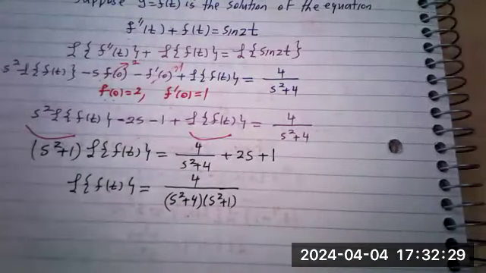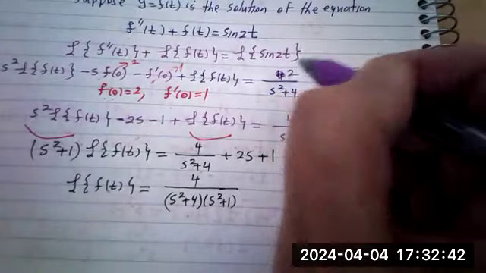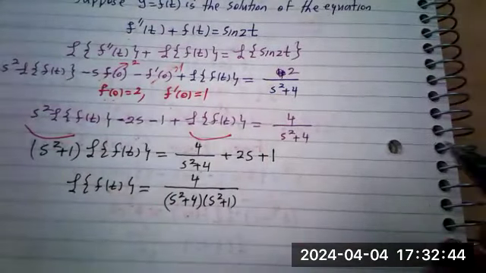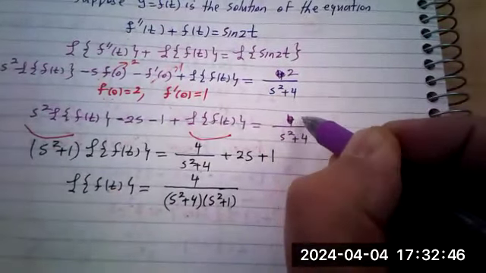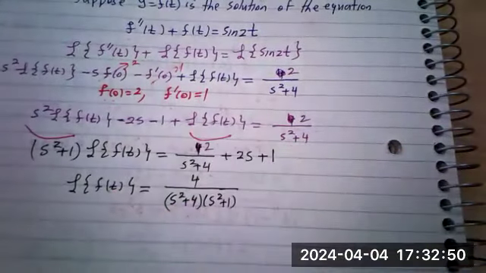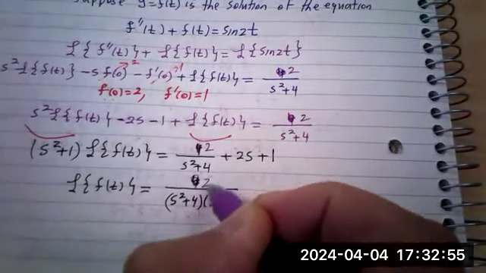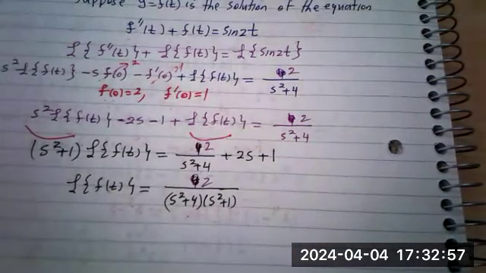You repeat it again. 2 on top for the sine. Oh, you are right. 2a, yes, you are right. Thank you. Very good. Yes. A over s squared plus a squared.